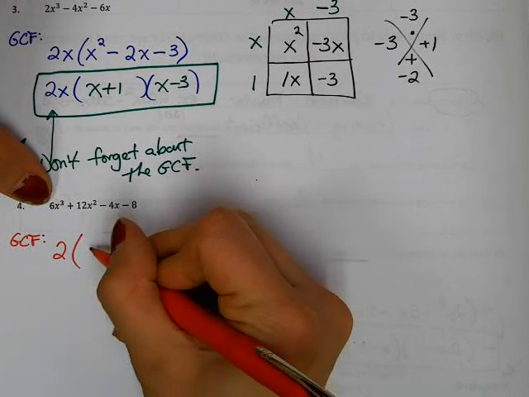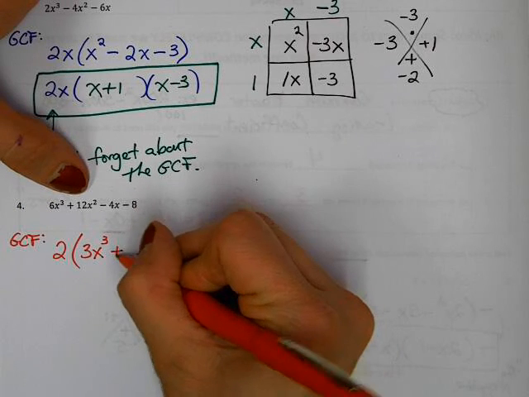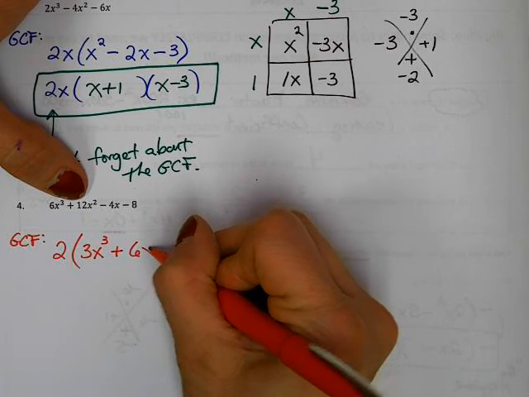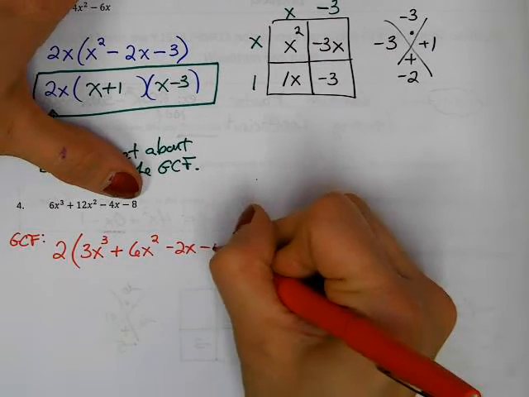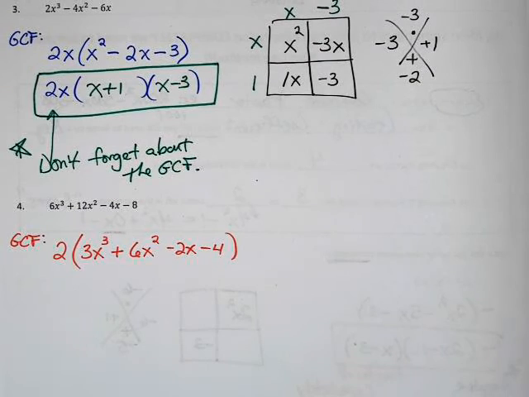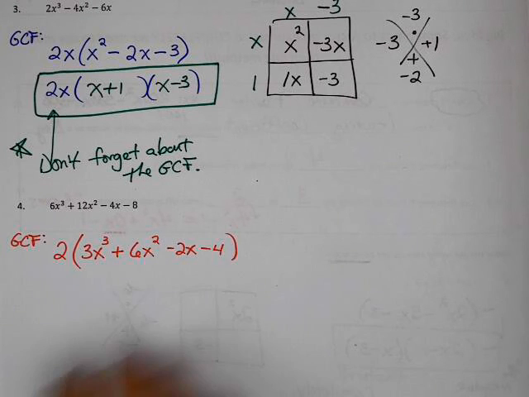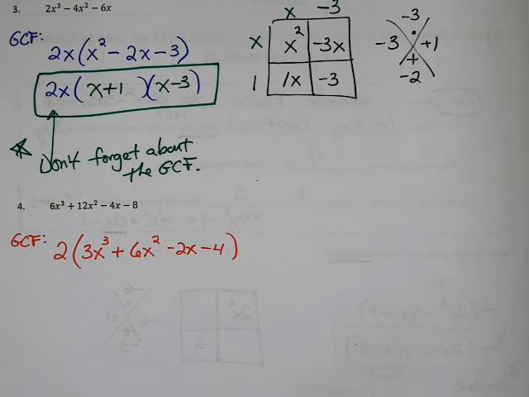So what's left? 3x cubed plus 6x squared, divide by 2, divide by 2. Okay, I think that's it. Now the question is, is that it or is there more? How do you factor something that has 4 terms? The answer is factor by grouping.